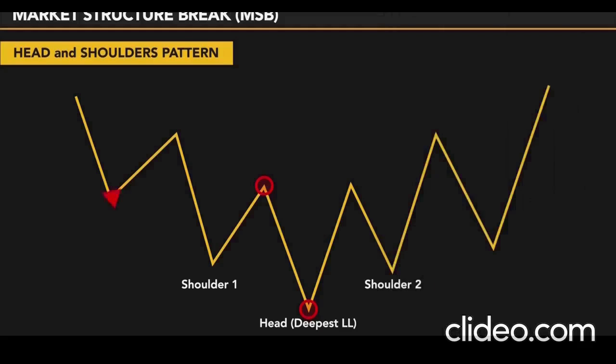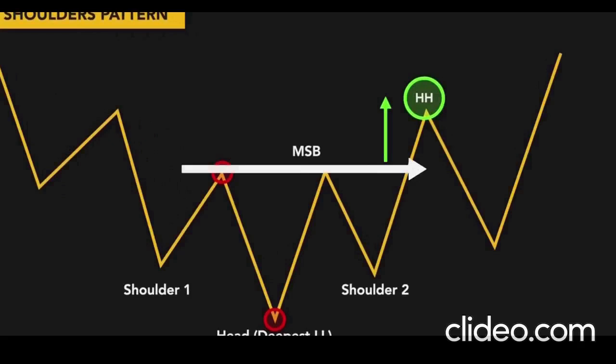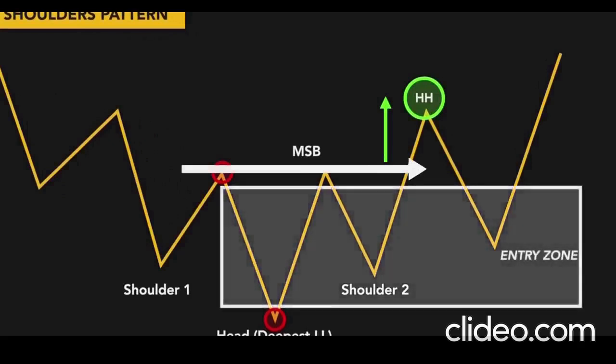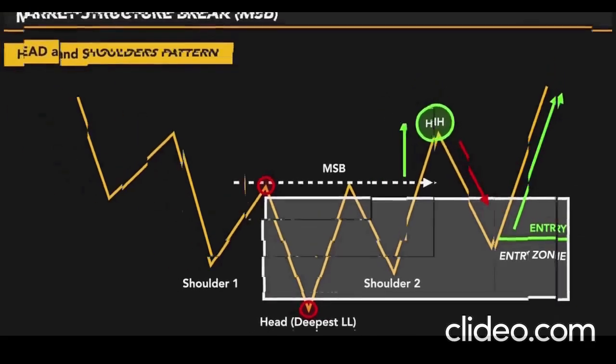Let's check a head and shoulders pattern. The same strategy again. Strong downtrend until the price hits a support area and struggles. Waiting for a market structure break. We determine our entry zone. Then price moves back to our entry zone. Finally, we are searching for a suitable entry.